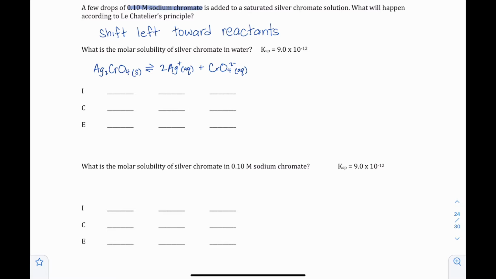Let's start by calculating the molar solubility of silver chromate without the common ion effect. Cross out the reactant because solids don't affect concentration. Start with 0 products initially. We don't know the change yet, but we do know that it should follow the stoichiometry of the reaction. Determine the equilibrium concentrations. Then plug them into the equilibrium expression to solve for S.